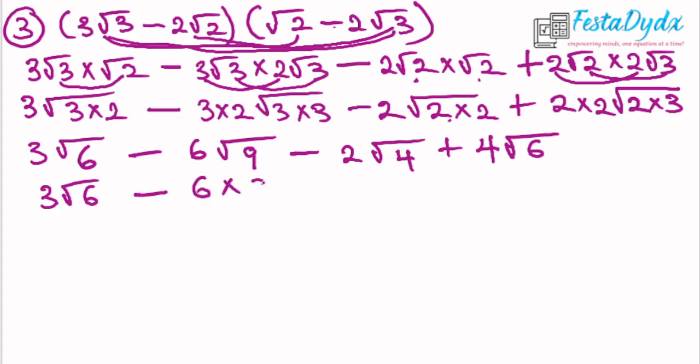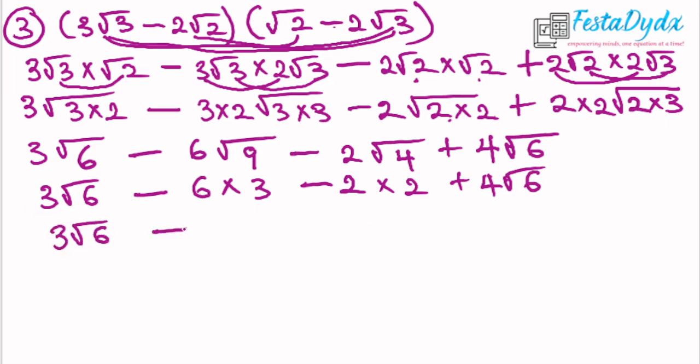The square root of 9 gives us 3, minus 2 times the square root of 4, which gives us 2, plus 4 root 6. So we have 3 root 6 minus 6 times 3 is 18, minus 2 times 2 is 4, plus 4 root 6.